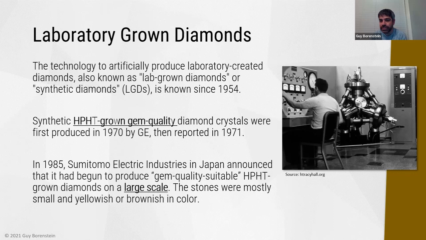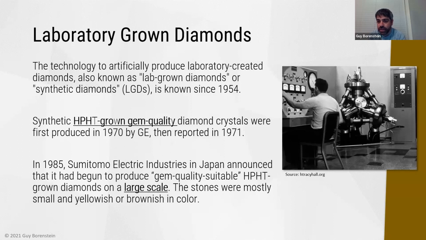1985 is the first time that someone, which was Sumitomo from Japan, started to create gem quality HPHT grown diamonds on a large scale. Although they were gem quality, they stressed that they are not for gem use. And in order to make sure that it will not be used like that, they sold it only as flat rough, so you cannot cut it into stones. But it was the first time that they proved that you can create gem quality diamonds.